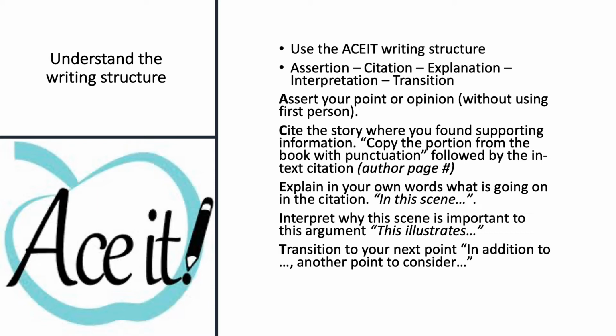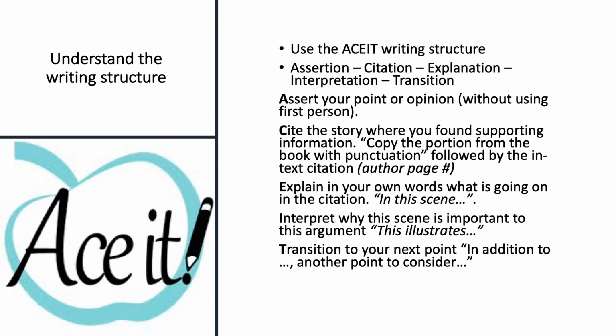Using quotes, copy the portion of the book or whatever it is you're using with the punctuation, so the end quote, followed by the in-text citation, which is the rounded bracket, author's name, and the page number. Then E for explain in your own words what is going on in the citation. You might use the phrase in this scene and then explain whatever it is in your own words.